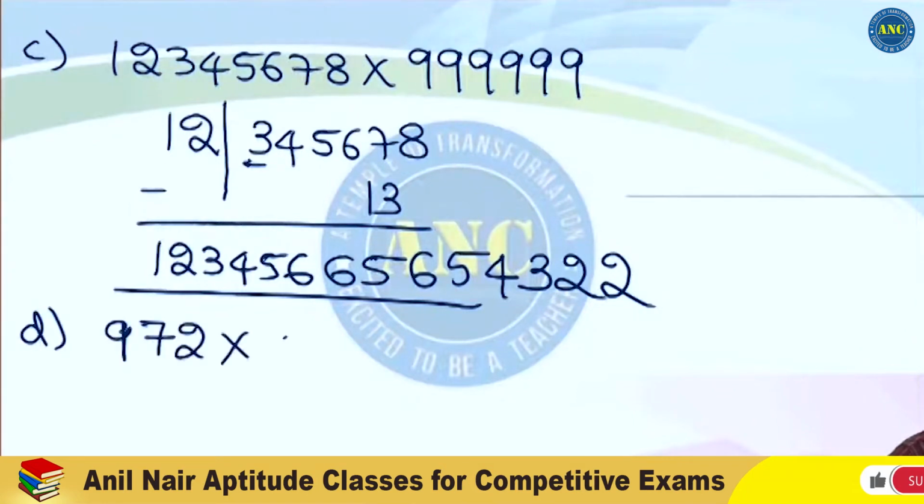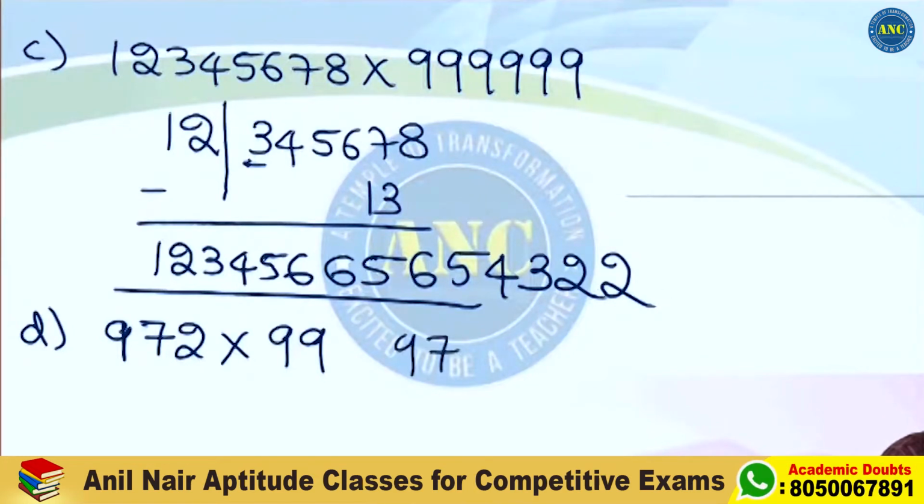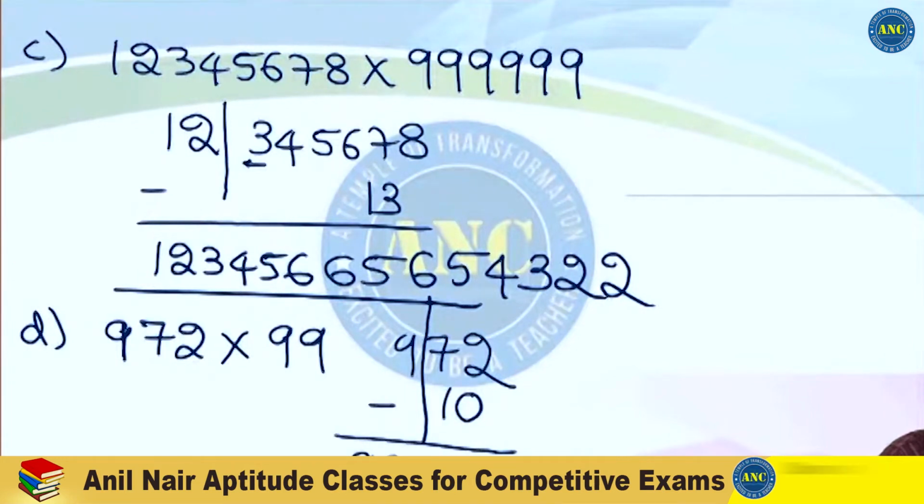972 into 99. You will get this kind of doubt. 972 into 99. Keep a slash after 2 digits. 9, 1 added, 10. Subtract it from the entire number: 962. 10 is not subtracted from 72, 10 is subtracted from 972. 9 minus 7, 2. 10 minus 2, it is 8.